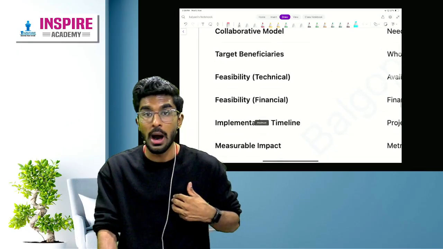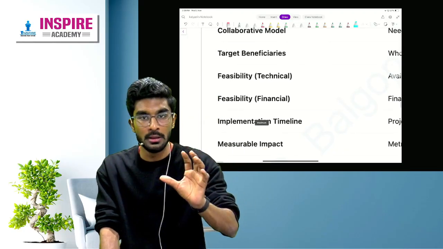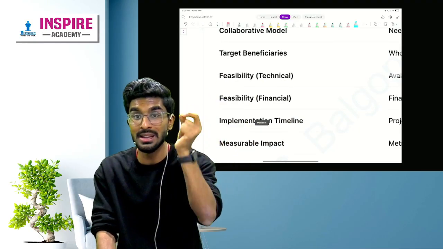Then people, who are our target beneficiaries? Are they children? Are they women? Are they marginalized groups in the society? We're going to understand who are the target groups.